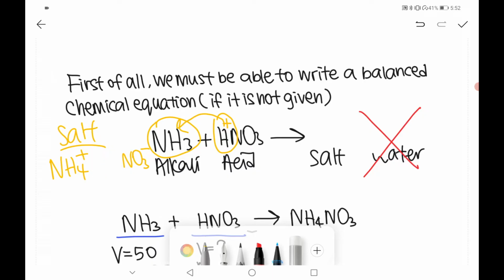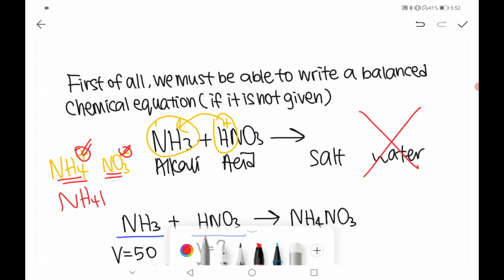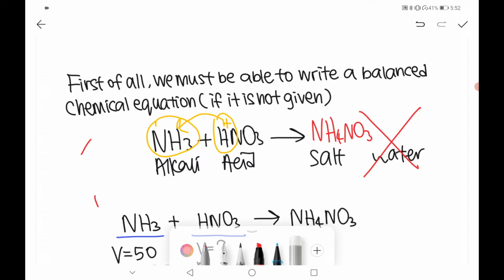Now we are left with 2 ions. When you have 2 ions, you can get the salt easily. So how to do it? The charge is the same, so we can cancel the charge, and join them together: NH4NO3. So NH4NO3 is the formula of the salt. Then you need to double check to make sure the equation is balanced.